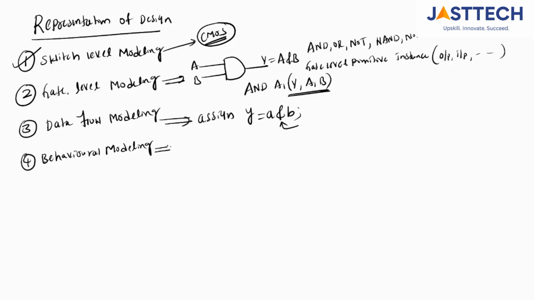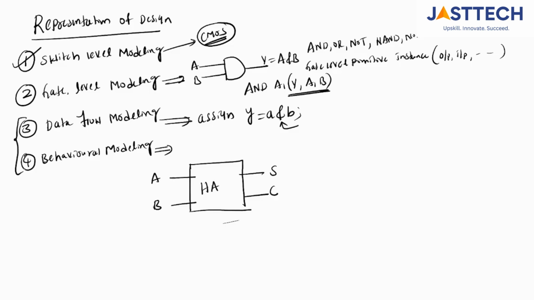Behavioral modeling means, for example, if you take a half adder circuit or a full adder circuit, I know the behavior of the circuit. That means it consists of two inputs and two outputs, sum and carry. I will not bother about the inside circuitry, I will only bother about the behavior of the circuit. That is nothing but behavioral modeling.